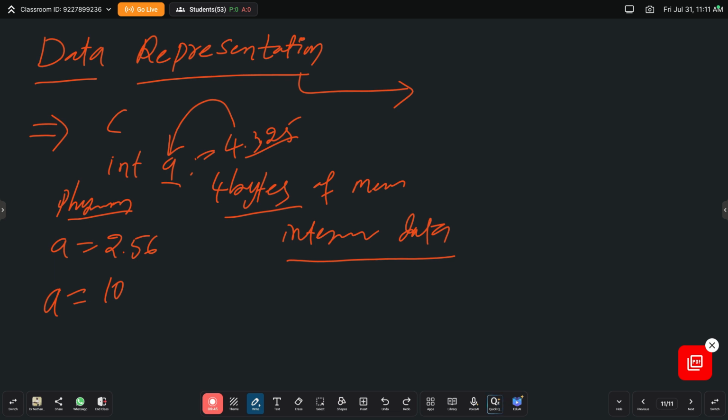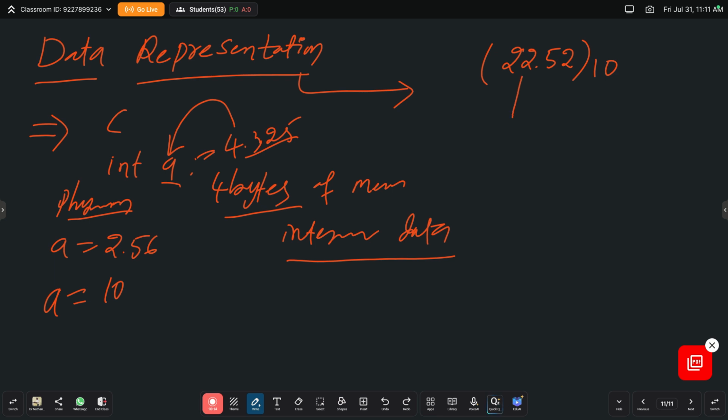What is the fraction part? After dot, whatever the number. Are you clear? 23.45. How to do? For example, you want to convert 22.52. It is a decimal or not? How to convert into binary? Tell me. How to convert into a binary?